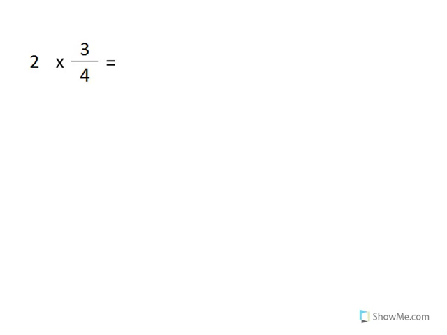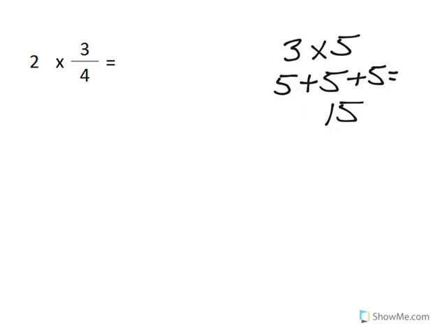Now, it's important to remember that when we learn to multiply whole numbers, like 3 times 5, we can repeat add 5 three times. And that 5 plus 5 plus 5 is going to give us the same answer as 3 times 5, which is, of course, 15. So for 2 times 3/4, I'm going to repeat add 3/4 two times.